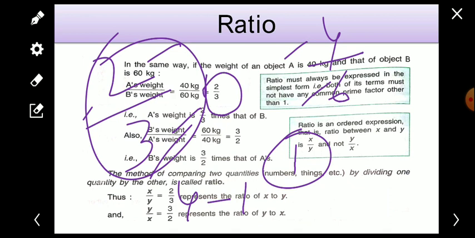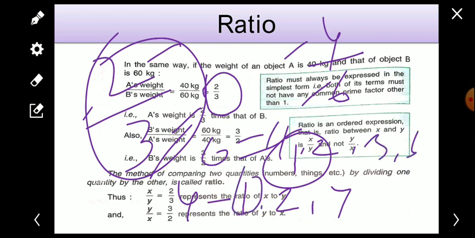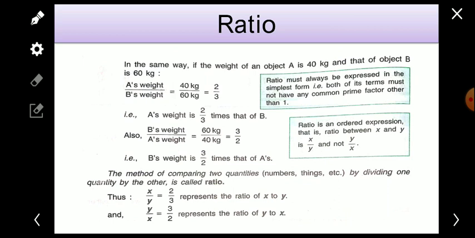4 has the factors 1, 2 and 4, and 6 has the factors 1, 2, 3 and 6. So here we can see that 1 is a common factor and 2 is a common factor. It means two common factors are there, so this is not the simplest form. I hope you understood that when in the fraction the numerator and denominator have only one common factor, that is 1, then the fraction is known as the simplest fraction or the simplest ratio. So ratio must always be expressed in the simplest form, which means both of the terms must not have any common factor other than 1.